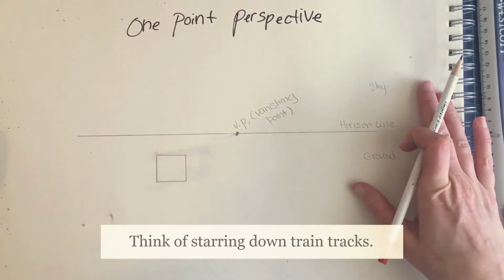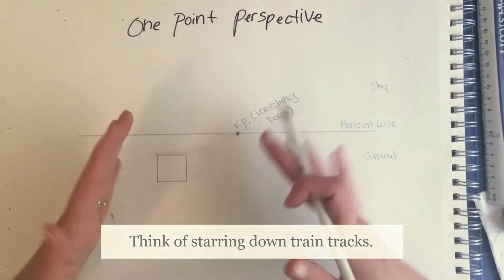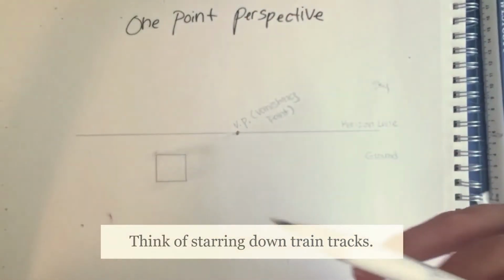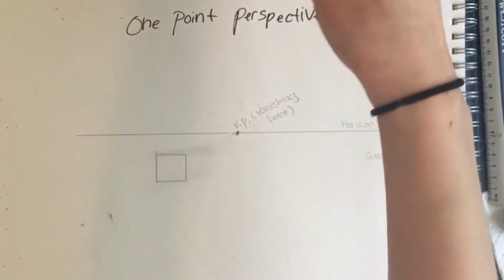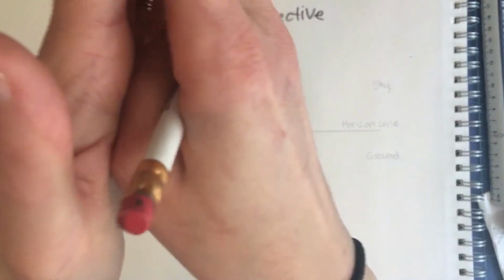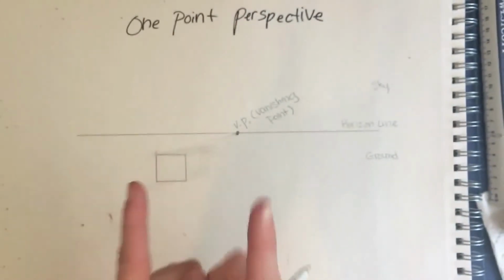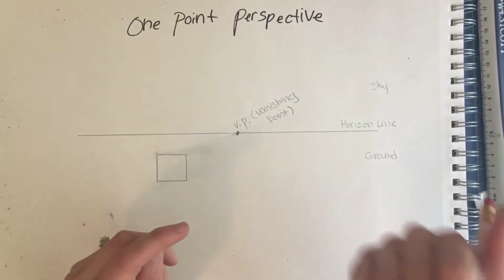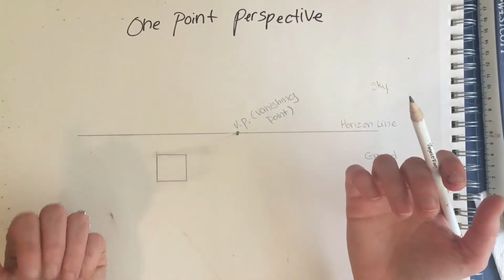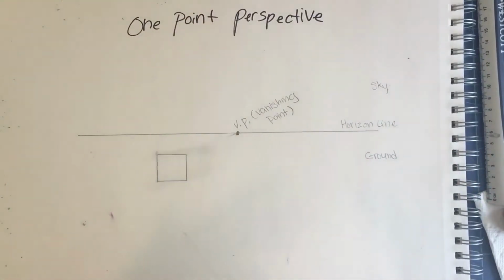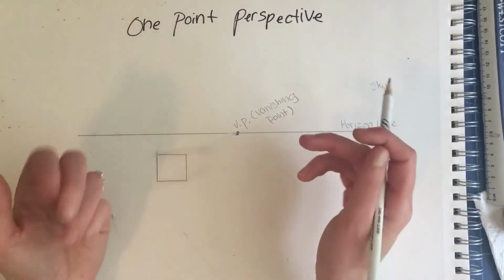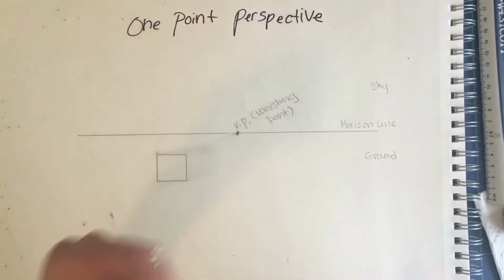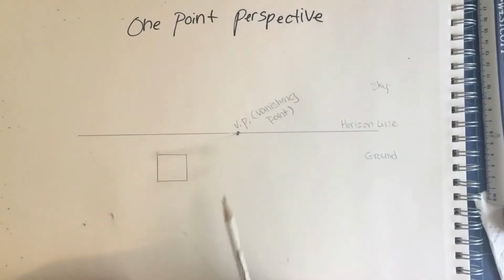Also, kind of like in real life, if you're standing at a railroad track and you're looking down the track, it looks as if those two parallel lines of the track actually end up meeting, but they don't. It's kind of like an illusion. So that's what we're going to be creating when we're doing 1 point perspective. It's creating the illusion that these things are in a 3D space. So things that are further from us are going to be smaller, and things that are closer to us are going to be larger.